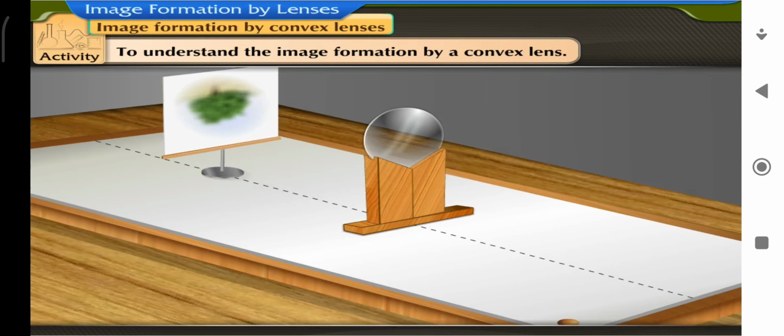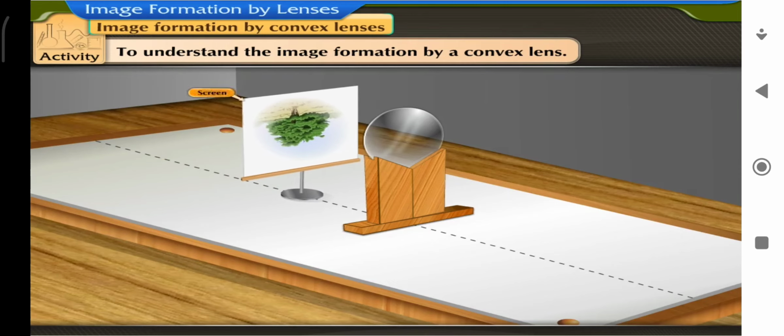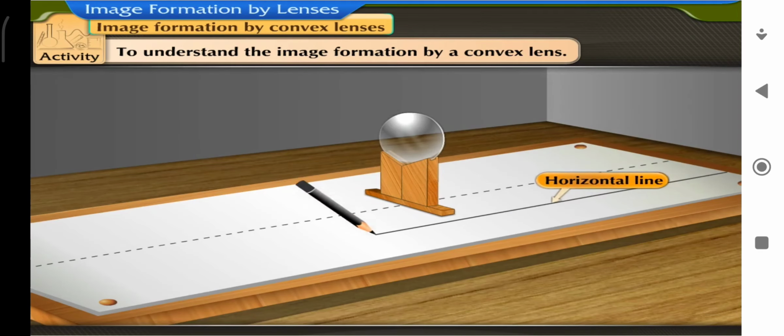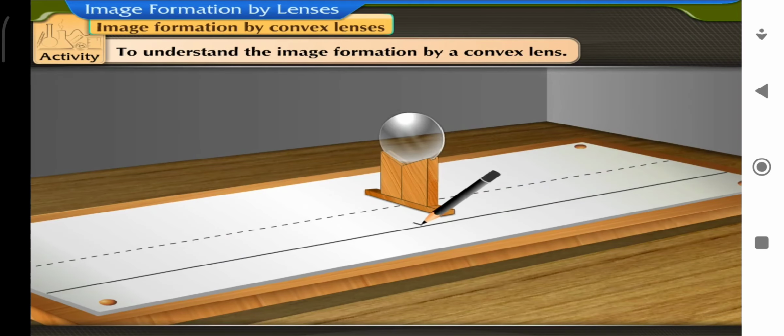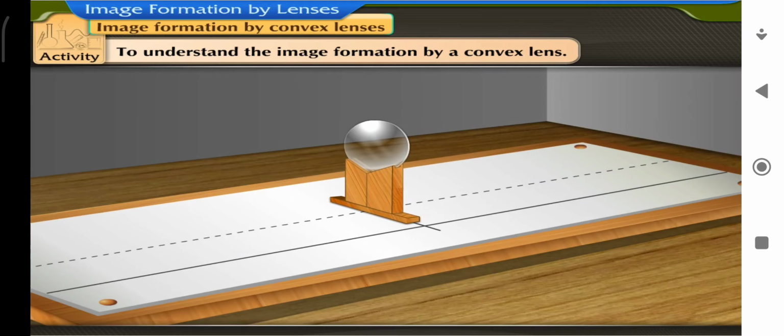Obtain a well-defined image of a distant object on the screen. Measure the distance between the screen and the lens. It is the approximate focal length of the lens. Let us call it f. Draw a horizontal line on the table. Mark the center. Place the lens stand with lens at the center mark.